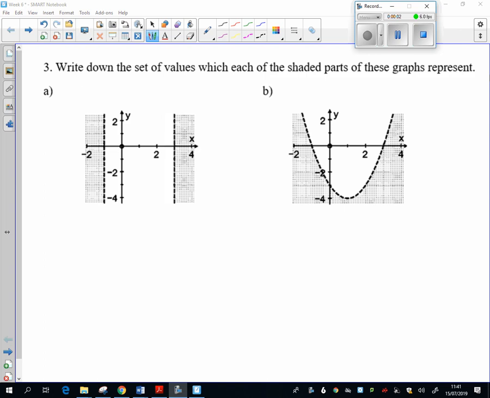Question 3. So I've got some graphical inequalities here, and they want to know the set of values which the shaded regions are representing. So if we look at A first, I've got a dotted line going through x equals -1, and everything below that is shaded. So x is less than -1, and because it's a dotted line rather than a solid line, that's not going to include -1, so I'll leave that as a strict inequality.